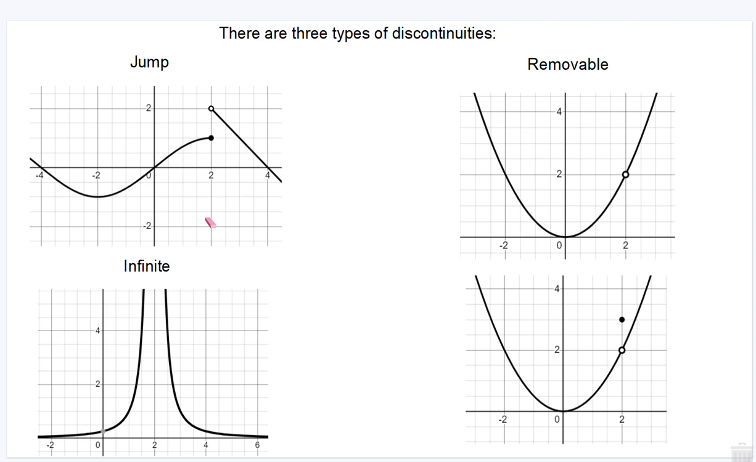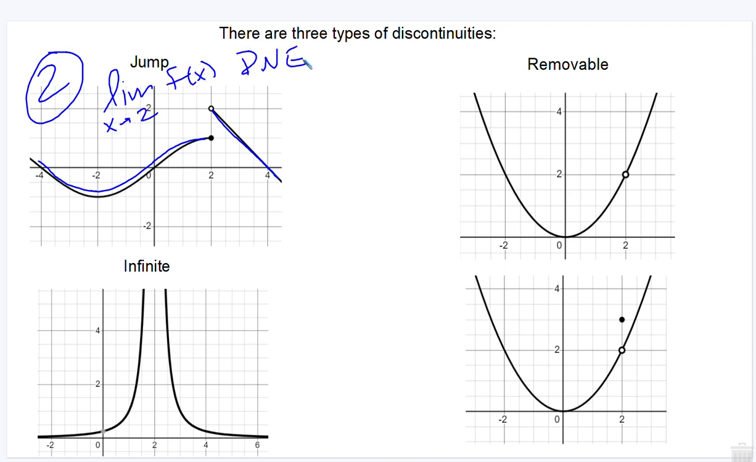Second thing we'd ask ourselves is, does the limit as x approaches C, or 2, exist? Well, in this case, this one fails to meet that criteria because the limit as we approach 2 from the left and the limit as we approach 2 from the right are two different numbers. And therefore, the limit as x approaches 2 of f of x does not exist. It does not meet that second criteria.